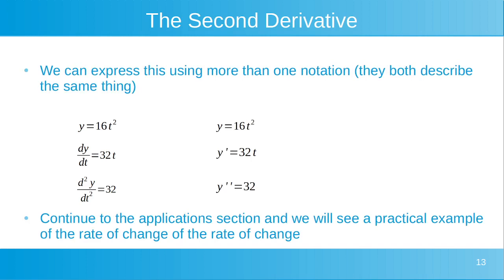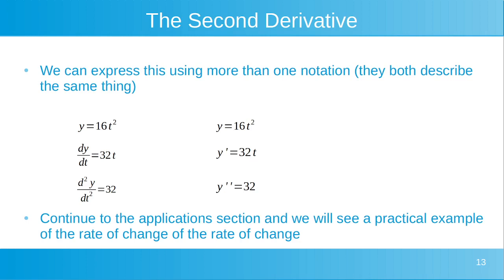So we can express this using more than one notation. They both describe the same thing. On the left hand side, we've just shown a derivative and a second derivative evaluated using the Leibniz notation. Now on the right hand side, we're displaying exactly the same thing, but we're writing it in a different way. So we're using what's called prime notation.